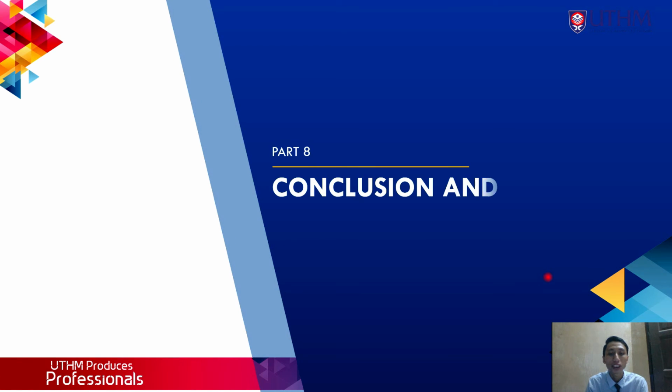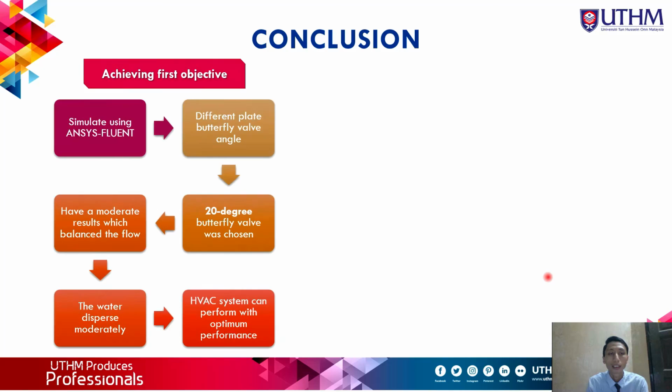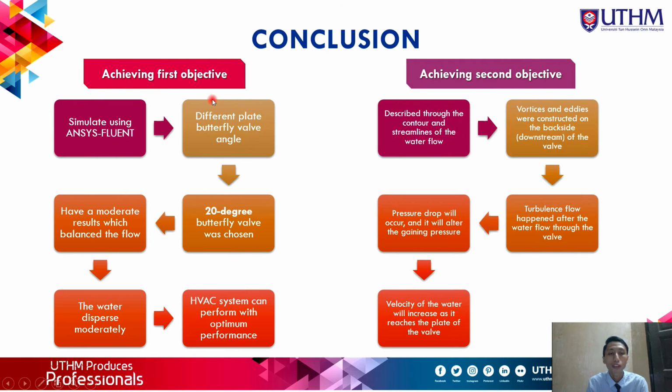We go to the last part, which is the conclusion and recommendation. For the conclusion, in achieving the first objective, the butterfly valve and the condenser water flow were simulated using ANSYS Fluent, with different butterfly valve plate angles consisting of 0, 20, 30, 55 and 75 degrees. From them, the 20 degree butterfly valve was chosen because it has a moderate result which balances the flow. So the water disperses moderately and the HVAC system can perform with optimum performance.